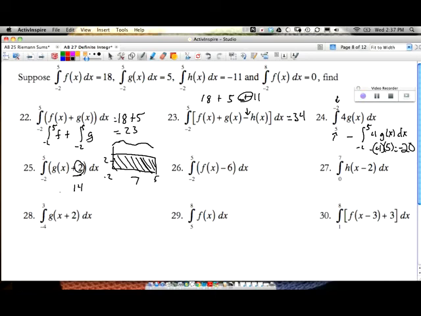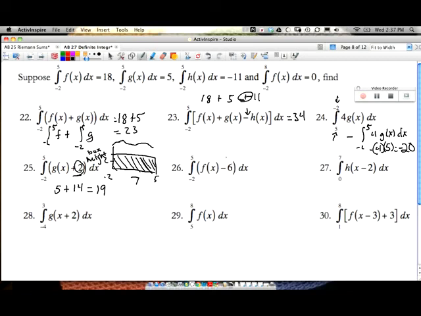And the area of g of x from negative 2 to 5 is 5. So now if we add those two together, that's going to give us 19. So this 2 is really the height. It's a box height that we're adding into that.